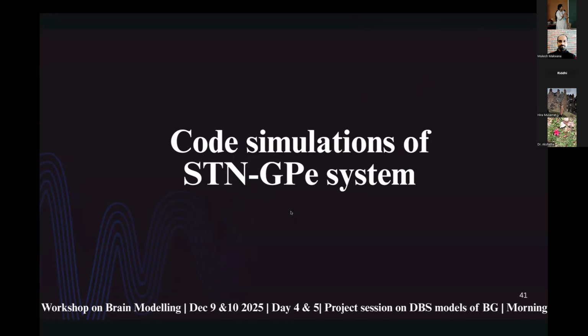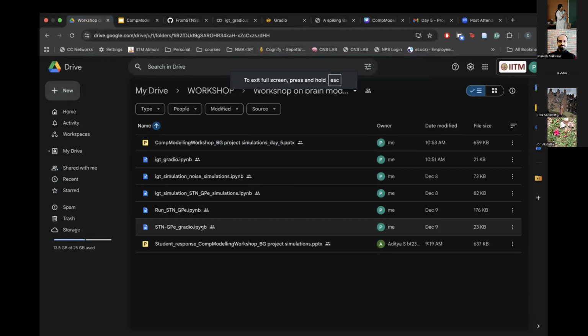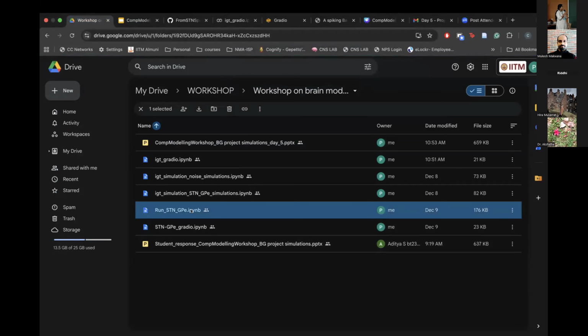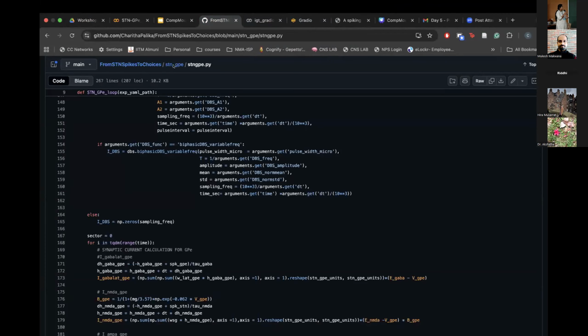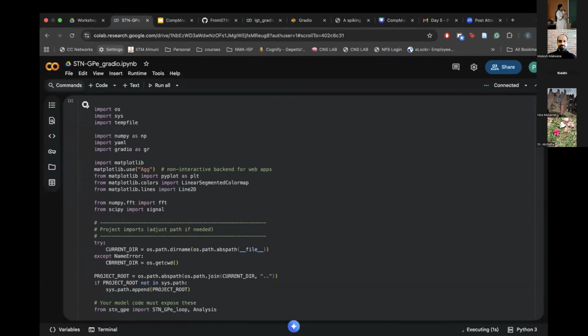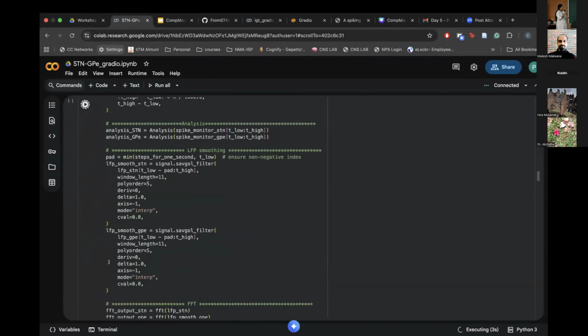Let me go to the code file. Here, to run the code simulations, there are 2 code files present. One is run STNGPe. It's a blank code where you can change the parameters and run. There is also an interface version of it, which I will be using for today's simulation. You can open the interface simulation itself. In the interface simulation, again, it clones the same repository so that it can inherit the functions from this. And then it opens up a simulator for you guys.